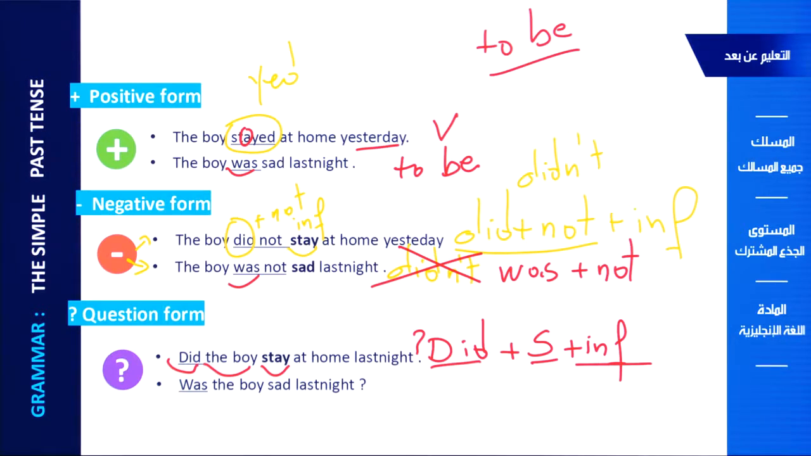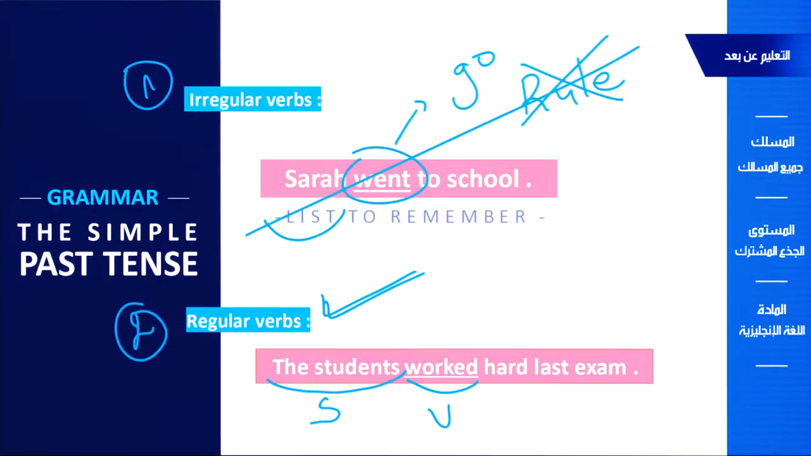So let's go back and see how it works with the verb to be. With the verb to be, do we have did? We don't have did. We have just was plus the subject, and of course a question mark. So that was the positive form, the negative form, and the question form.